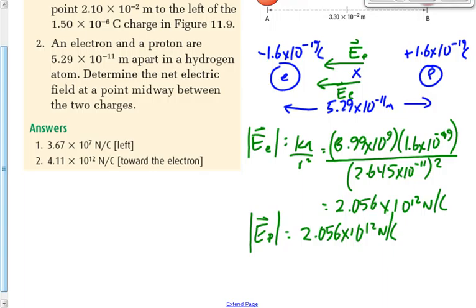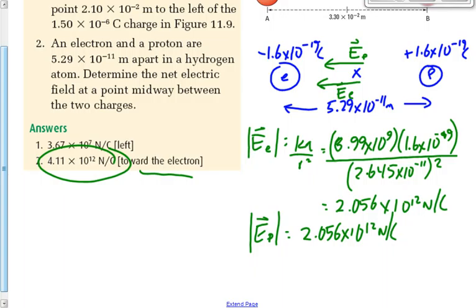2.056 plus 2.056, we add those together, and we end up getting 4.11 times 10 to the 12 newtons per coulomb. Toward the electron. Notice it doesn't say to the left here. It says towards the electron. Can you tell me why it doesn't say left? Why it says toward the electron?